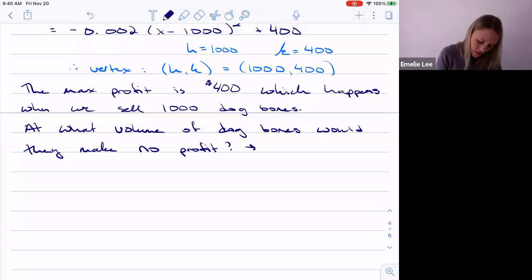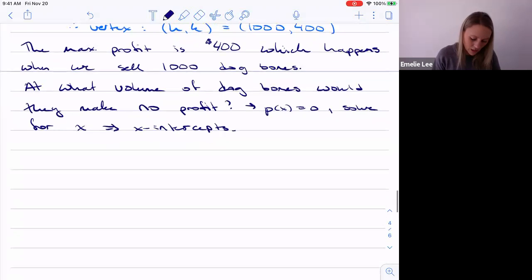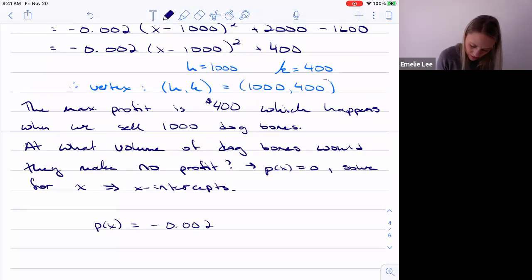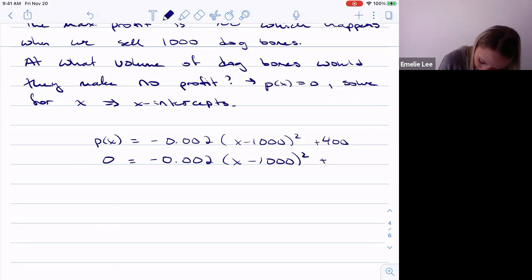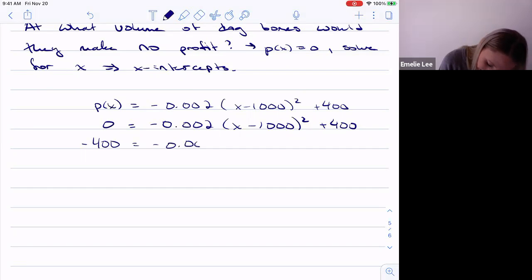This is essentially saying P of X must be 0, solve for X, which is the X-intercepts. So if we have P of X in standard form, we just found it to be negative 0.002 times X minus 1,000 squared plus 400. I'm going to force P of X to be 0 and solve for X. 0 equals negative 0.002 times X minus 1,000 squared plus 400. Order of operations says I have to subtract 400 first, then divide. So minus 400 is negative 0.002 times x minus 1,000 squared.